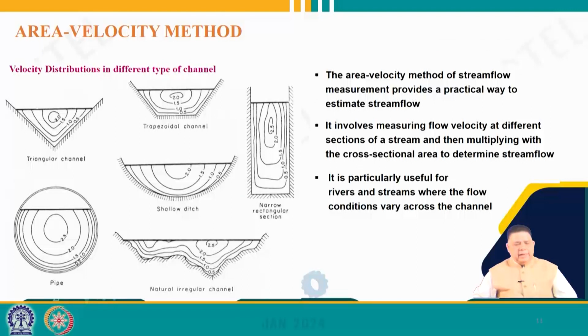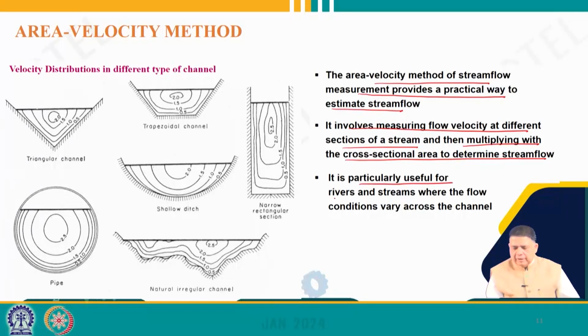And then we come to area velocity method. And the area velocity method of stream flow measurement provides a practical way to estimate stream flow. It involves measuring flow velocity at different sections of the stream and then multiplying with the cross-sectional area to determine stream flow. So, it is also a two-stage process. We measure velocity and then we determine the cross-section and multiply cross-section with the velocity to get the stream flow. It is practically useful for rivers and streams where the flow conditions vary across the channel.